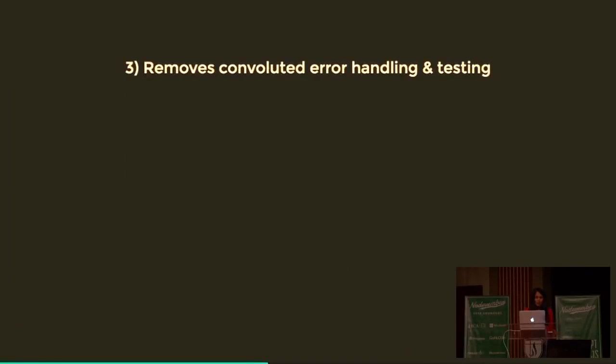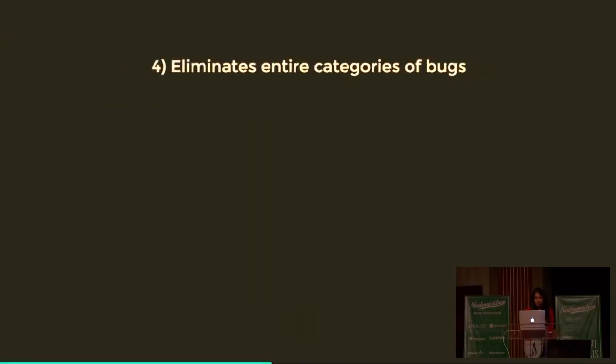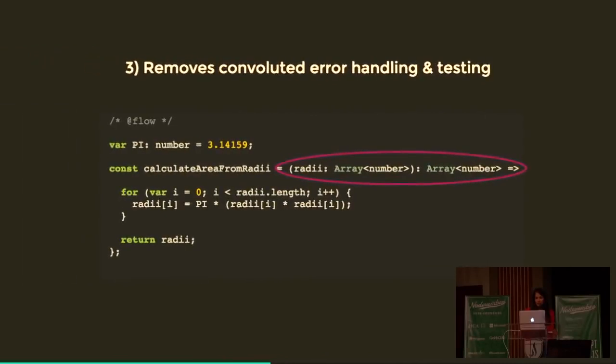So another reason is it removes convoluted error handling and testing. So this is our function that's type checked, right? So we told it that it's going to take an array of numbers and return an array of numbers. And because of this, we don't have to do all the error handling that we did before, because even if you tried to pass in a string or some invalid input, it'll automatically throw at compile time. So now our program becomes actually what we would have written without all the error handling.